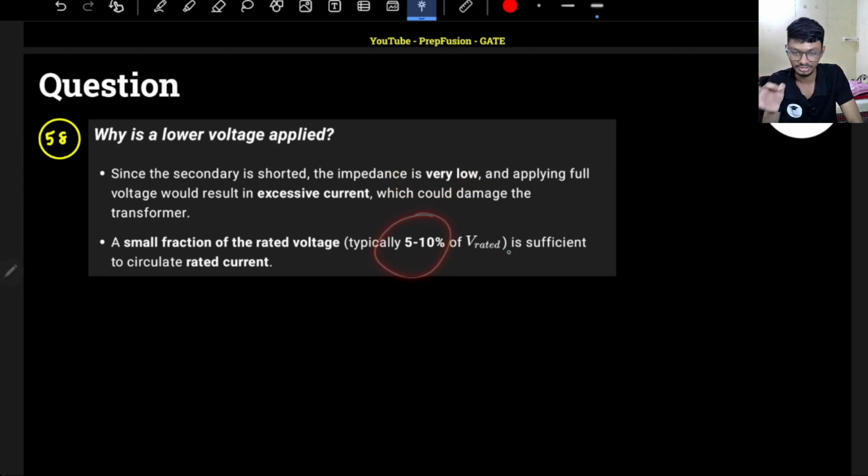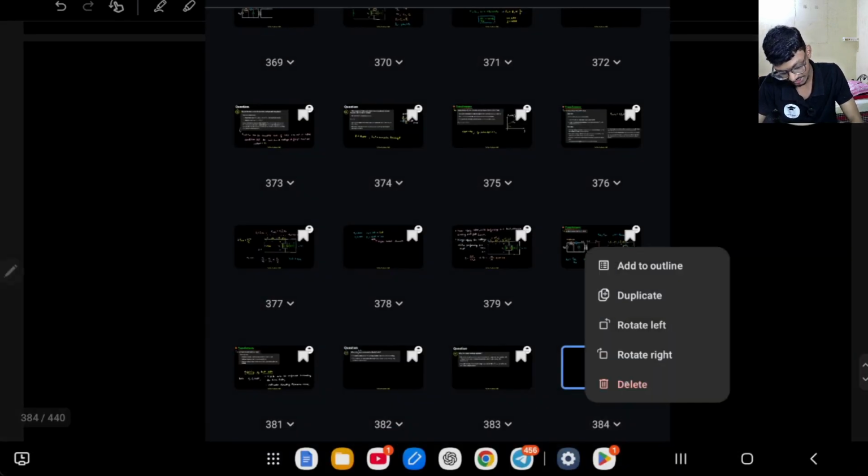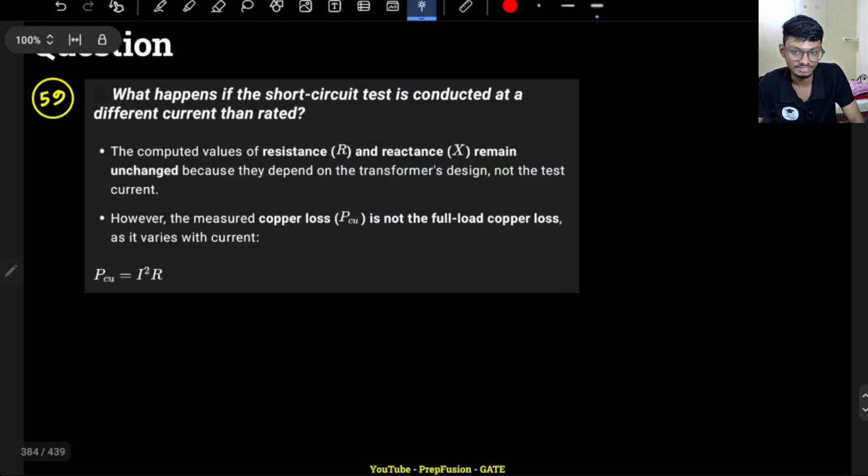Generally it is 5 to 10% of the rated voltage. The voltage that I need to apply is 5 to 10% of the rated voltage. Okay, so I hope you have understood this point. Now what if the short circuit test is performed at a load that is not rated?